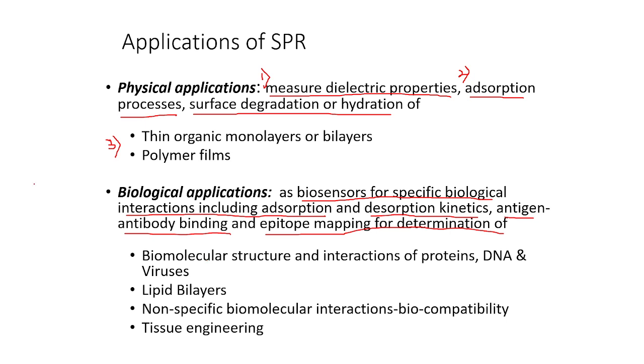So the first one, what are the applications? It is used as biosensors. Number two is antigen antibody binding, and the third one is your epitope mapping. For what things? For the first one being your biomolecular structure and interactions, protein, DNA, virus interactions. Then you have the lipid bilayers. Then you have the non-specific biomolecular interactions, that is the biocompatibility, and lastly your tissue engineering.